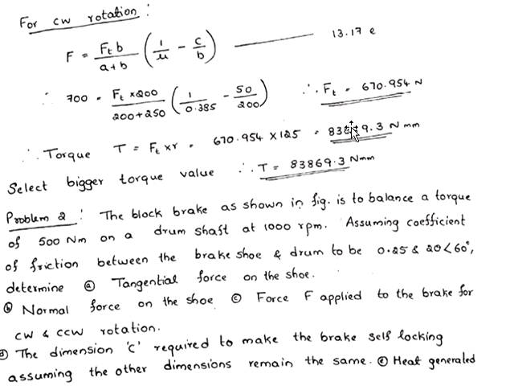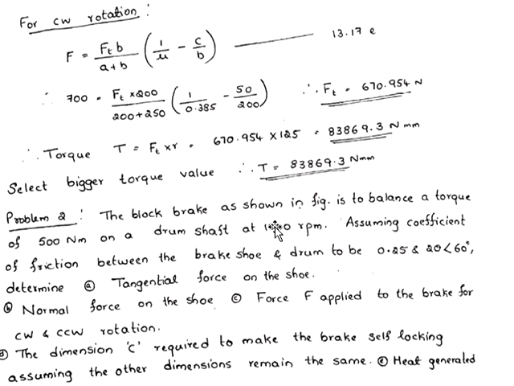So I have two torque values, one for clockwise rotation, one for counterclockwise rotation. Out of these two torque values, select the bigger torque value as the sustainable torque. So the final answer is 83.869 kilonewton mm. So moving on to the second problem.